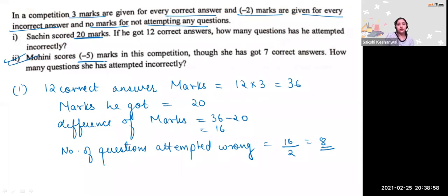Mohini scored minus 5 marks in his competition and he got 7 correct. How many questions did he attempt incorrectly? It's the same, so you can just try this as homework, right?